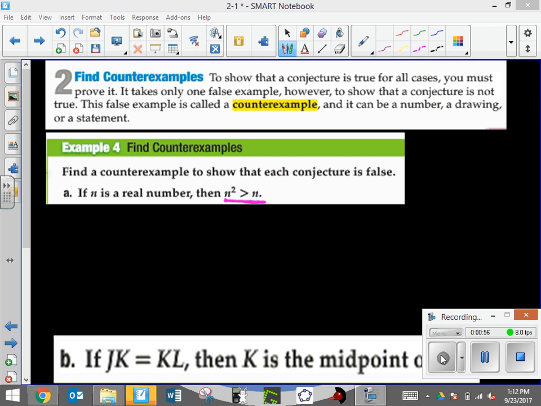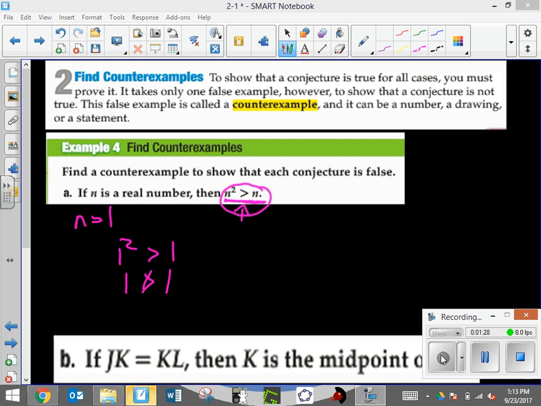The one that pops out in my head right away is taking n to be a value of 1. If I plug that into this portion right here, just to check it, 1 squared greater than 1, well, 1 is not greater than 1. So we're going to call the value of n equals 1 a counterexample because it made this statement up here false.